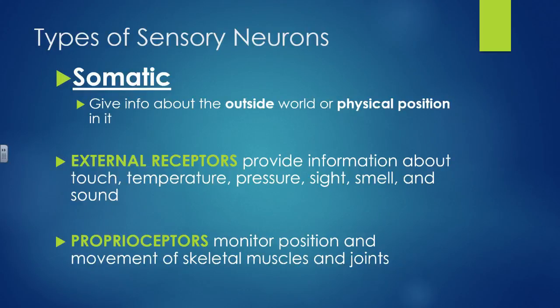There are two types of sensory neurons. So first are the somatic sensory neurons. They give information about the outside world or physical position within it. The external receptors provide information about touch, temperature, pressure, sight, smell, and sound. And proprioceptors monitor the position and movement of skeletal muscles and joints.